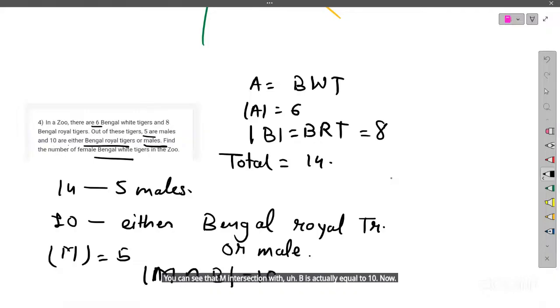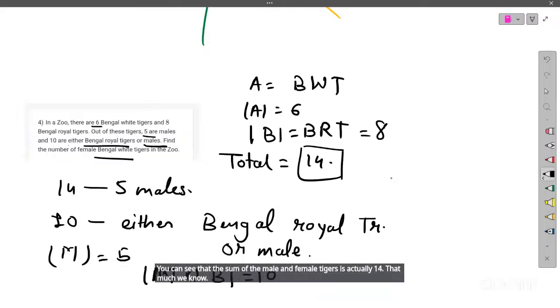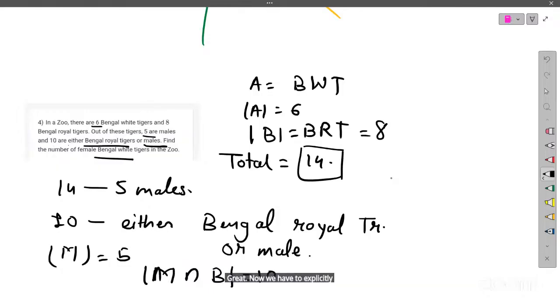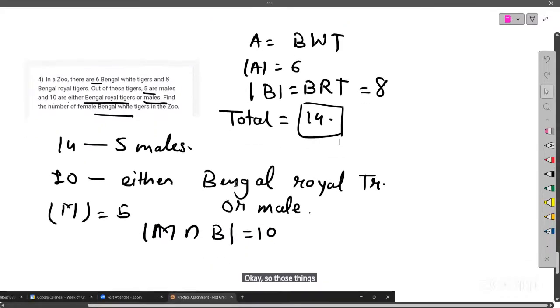Now what do we need to find out? We need to find out how many female tigers are there. Here we can have the sum of the male and female tigers, which is actually 14. That much we know, right? Now we have to explicitly find out how many male tigers are there, so those things we need to check.